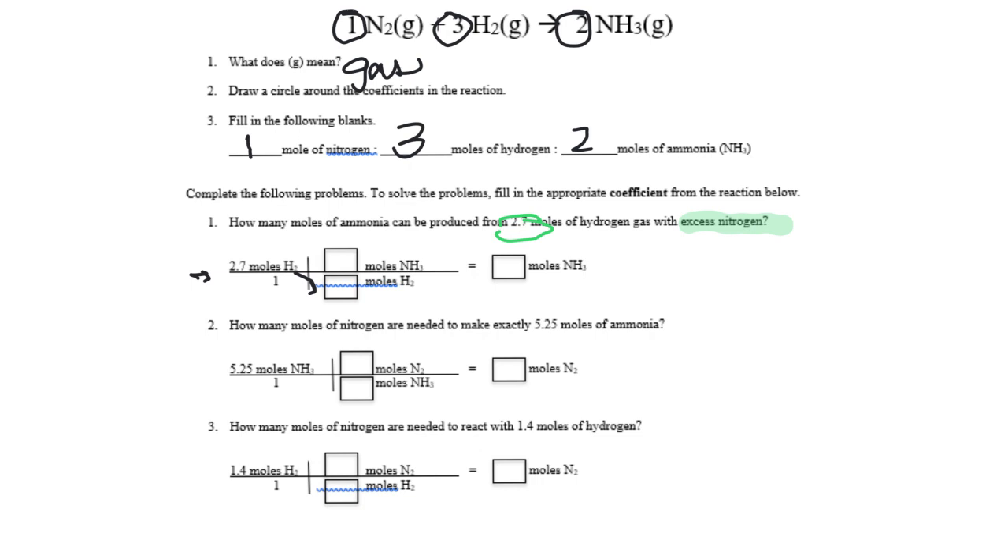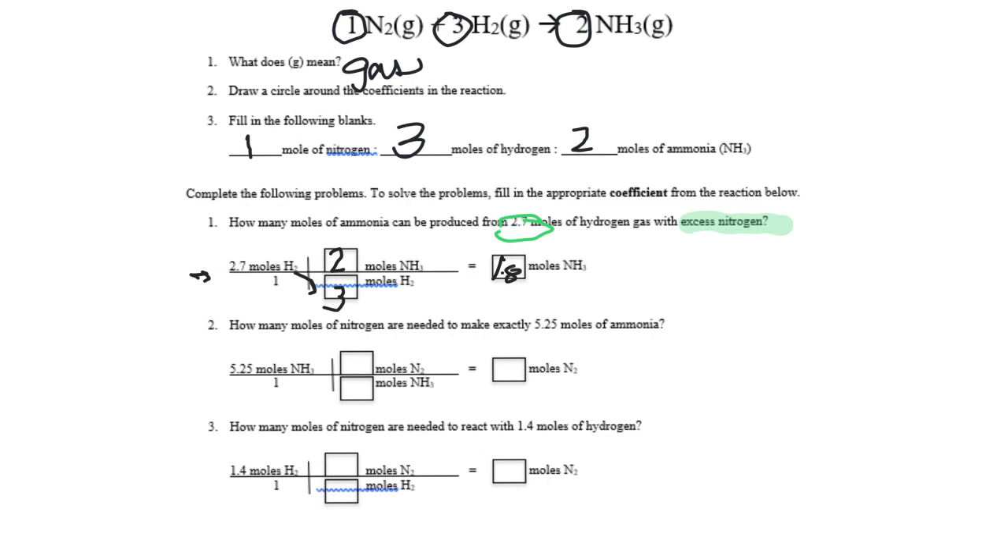Now, anytime we are going from moles to moles, we're going to use our coefficients. So you look up in the balanced chemical reaction, and I have a 3 next to hydrogen. Therefore, a 3 goes next to hydrogen down here. I have a 2 next to ammonia, therefore a 2 goes next to the ammonia here. And then all you're left to do is multiply across the top, divide by the bottom, and our answer is 1.8.